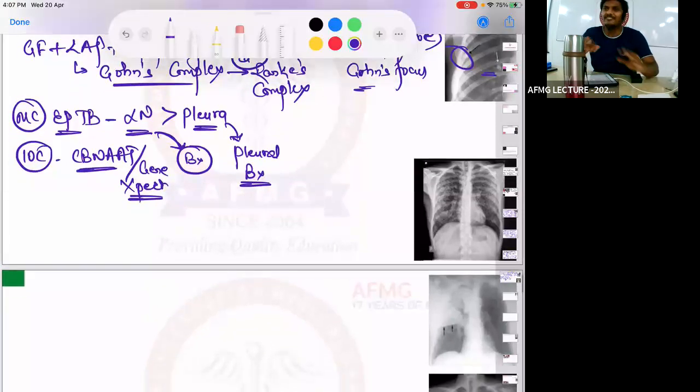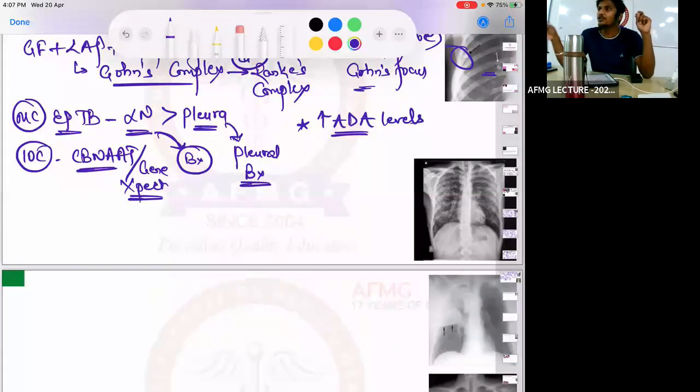And in cases of TB, wherever it causes ascites or pleural effusion, there would be elevated levels of one enzyme. This is characteristic: adenosine deaminase levels are increased. In TB, which levels are increased? Adenosine deaminase levels.